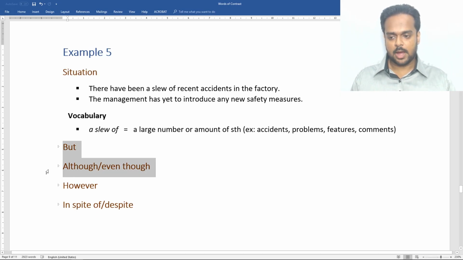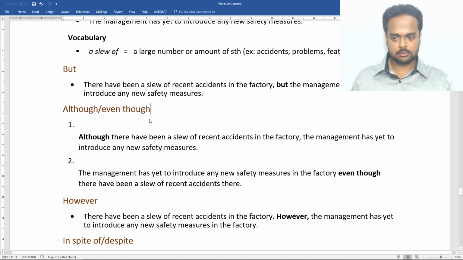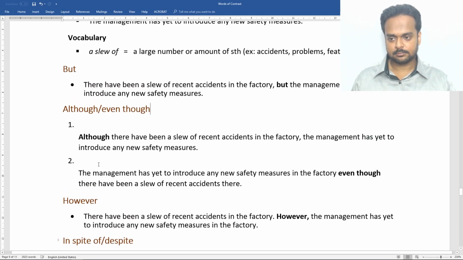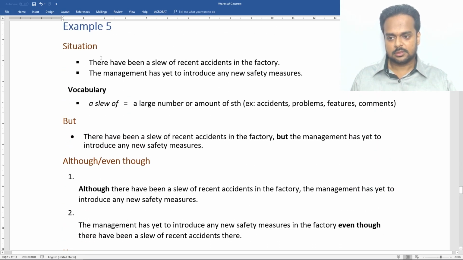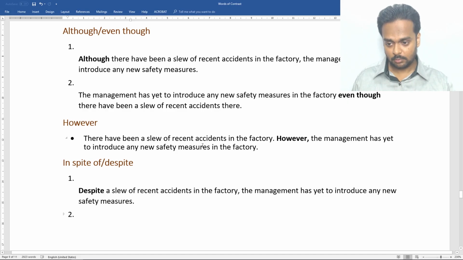Okay, the forms of but, although, and however you know very well by now, so I'm not going to belabor them. You can stop the video and read them if you want, although I'm sure you got all of them correct. Where I want to focus is in spite of and despite. Notice once again that in the original sentence, the focus is the noun slew. So you can use despite or in spite of. You can do this: Despite a slew of recent accidents in the factory, the management has yet to introduce any new safety measures.